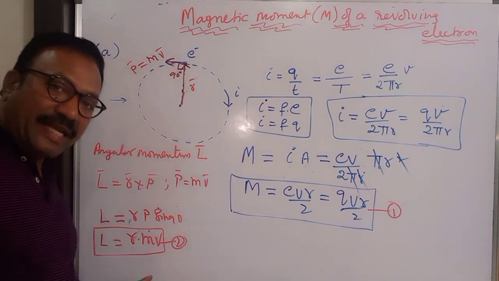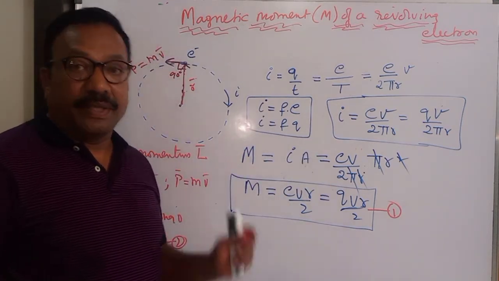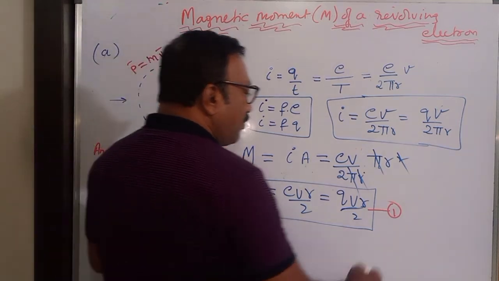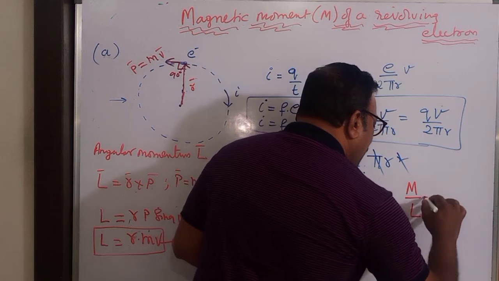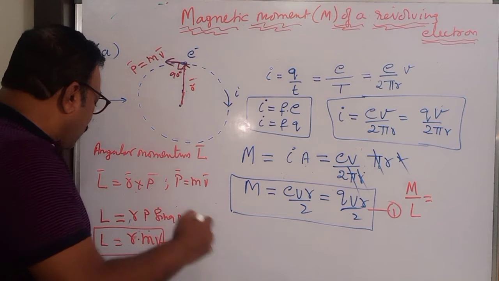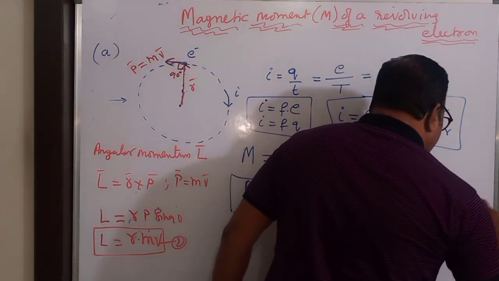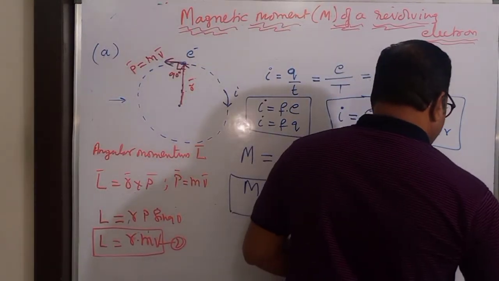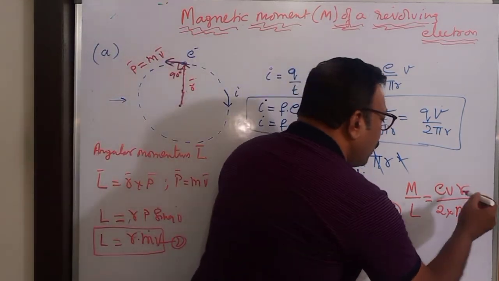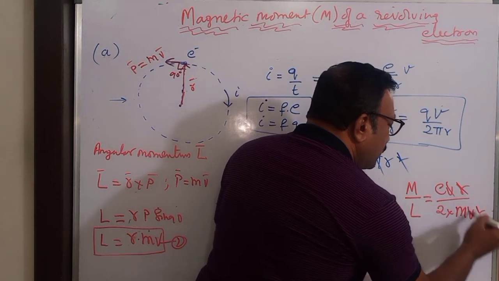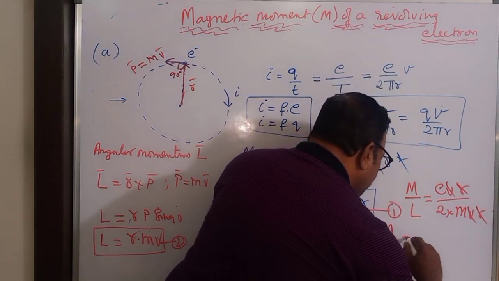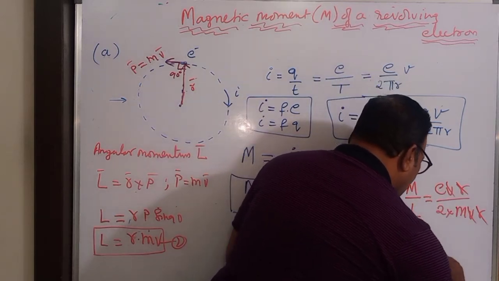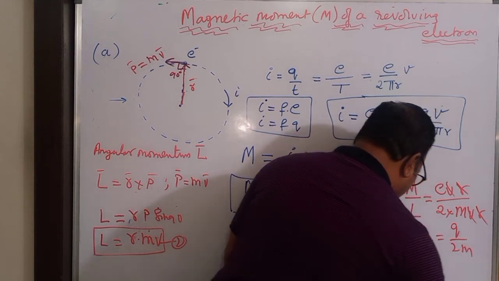So for a revolving electron, this is angular momentum, this is magnetic moment. This discussion will be there in most of the cases when you consider a charged particle revolving. Now the ratio between these two I want. That is the magnetic moment divided by angular momentum of the electron. The magnetic moment is EVR by 2. Angular momentum L is given by M into V into R. Let me cancel this radius and this velocity. What do you have? The ratio between M and L, that is the magnetic moment of the electron to the angular momentum of the electron, is E divided by 2m. If it is not an electron but some other charged particle, I can write Q divided by 2m.